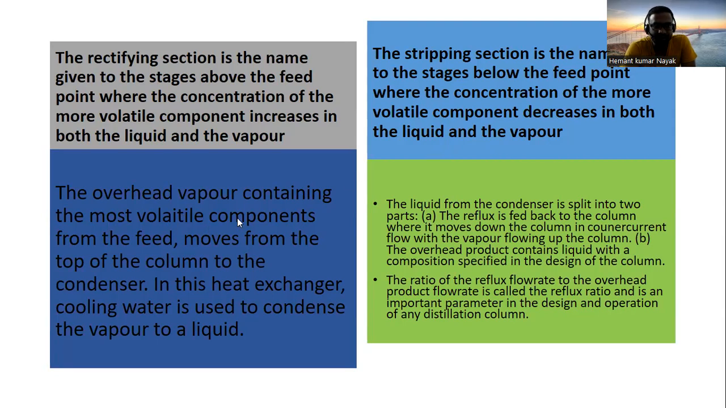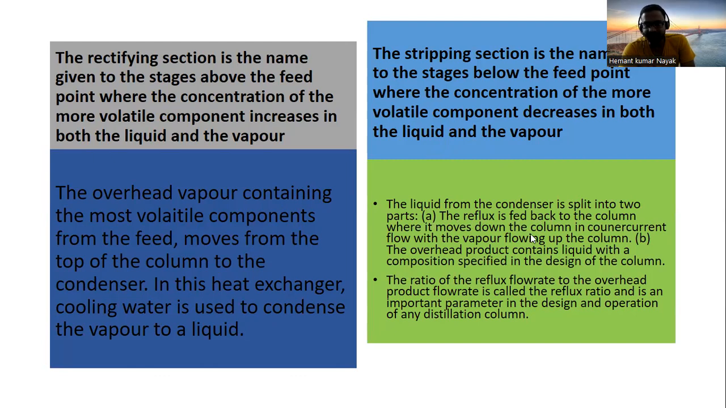So the overhead vapor containing the most volatile component from the feed moves from the top of the column to the condenser. In this heat exchanger, cooling water is used to condense the vapor to liquid. So cooling water will be used in the heat exchanger to cool and condense the vapor. The liquid from the condenser is split into two parts.